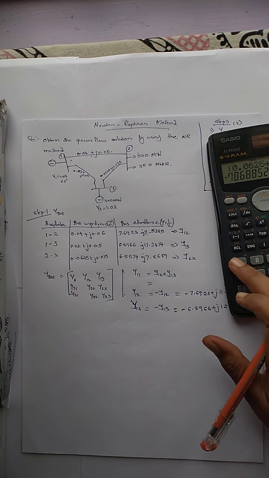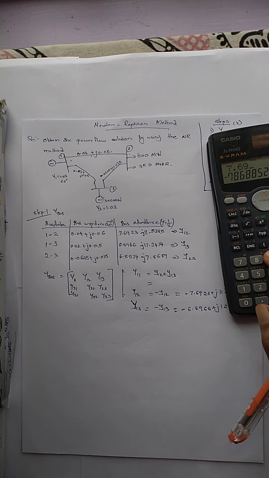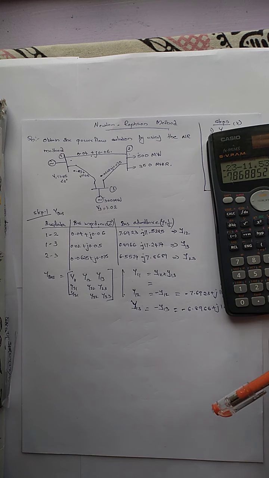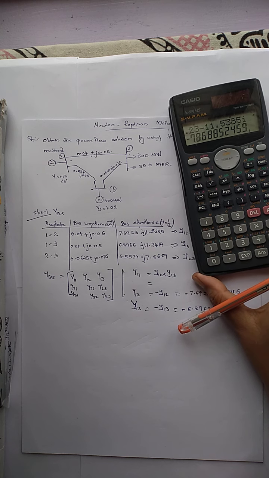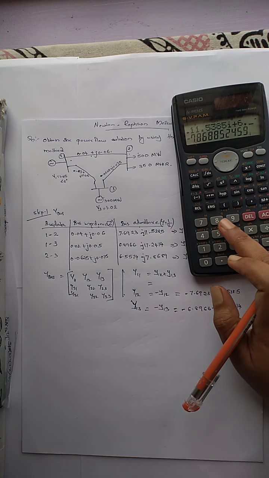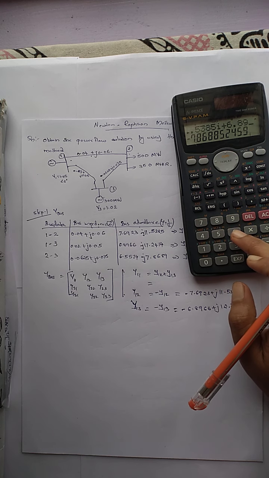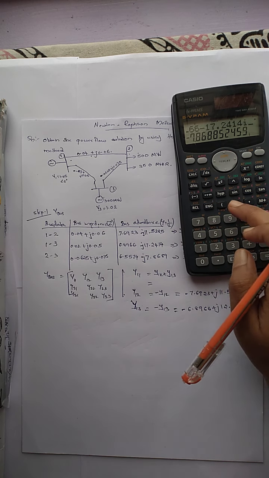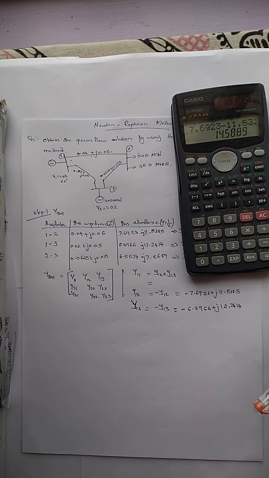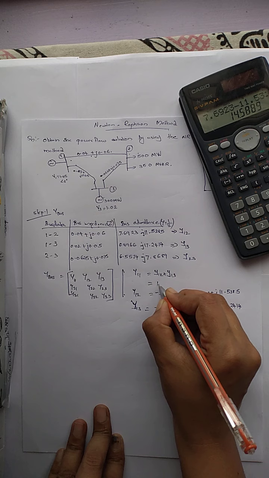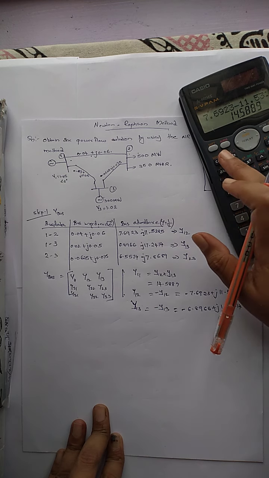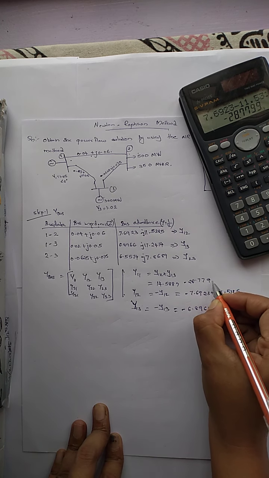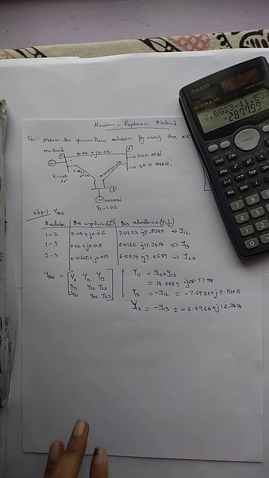And what is y11? Y11 value will be 7.6923 minus j11.5385 plus 6.8966 minus j17.2414, that will be equal to 14.5889 minus j28.7798. So this is my admittance value.